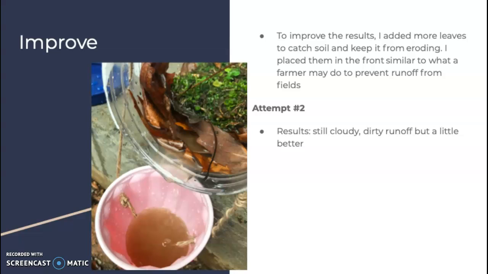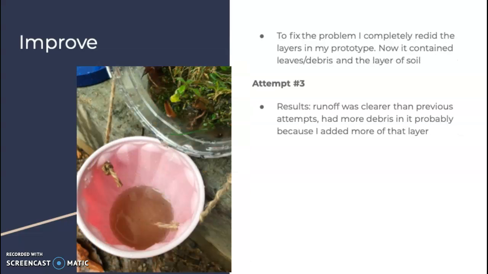So what I did to improve that was I added some more leaves to catch the soil and keep it from eroding. I placed them into the front, and when I was doing this, my mind went directly to a farmer having field runoff, so I was trying to place that as a barrier to keep some of that from coming out. For my second attempt, my results were still cloudy and dirty runoff, but it was a little bit better than my first attempt.